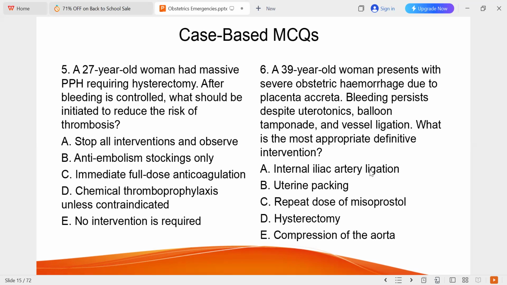D. Both are wrong. Remember that bleeding has been controlled. The patient is not bleeding anymore. D. Each is D.